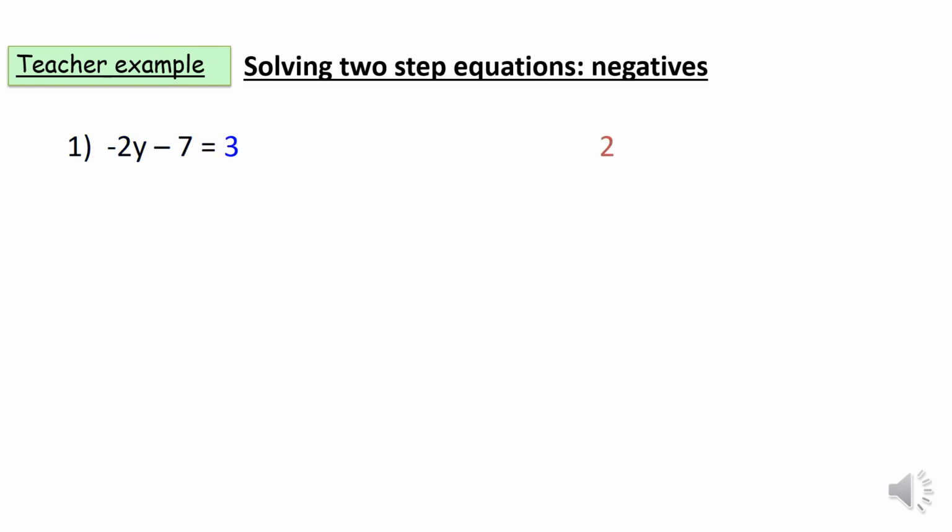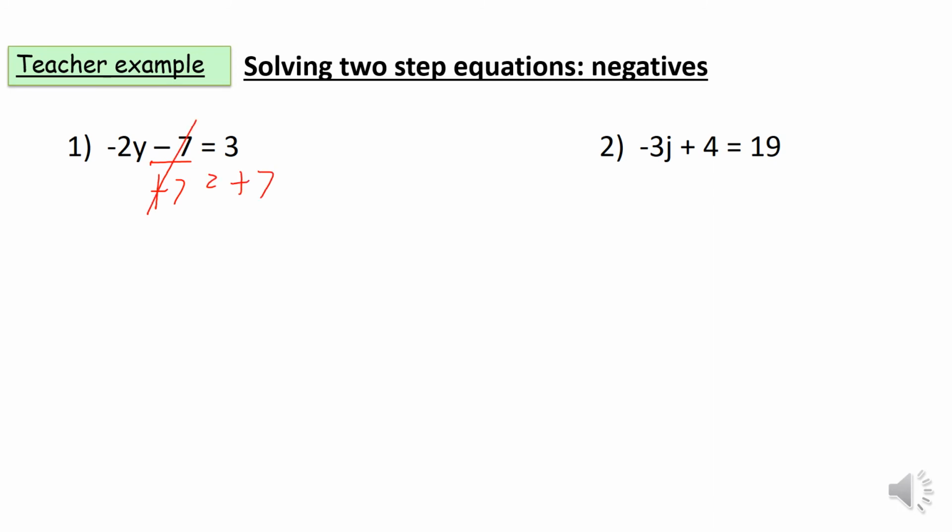This time we will again solve equations but with negatives. We do exactly the same thing. So first of all we've got minus 2y subtract 7 equals 3. What do I need to get rid of first? The minus 2 or the minus 7? And like I said, we need to get rid of the number that's on its own first, and in this example it's minus 7. So to get rid of minus 7, I will add 7.